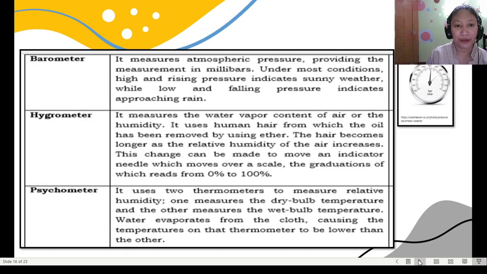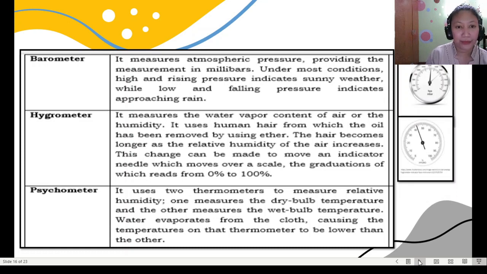Next, hygrometer. Ito yung itsura niya. It measures the water vapor content of air or the humidity. So, yung water vapor dun sa hangin, ang tawag dun humidity. So, the device used to measure the humidity is hygrometer. It uses human hair from which the oil has been removed by using ether. So, yun yung chemical na ginagamit, yung ether. And then the human hair.